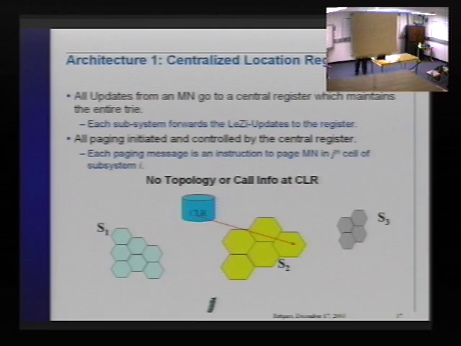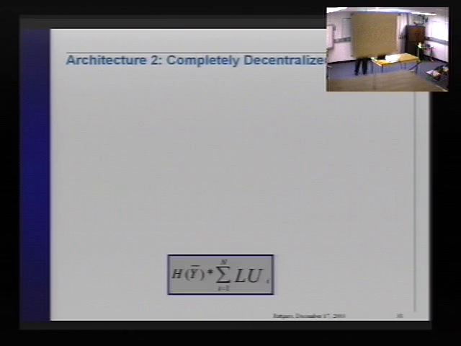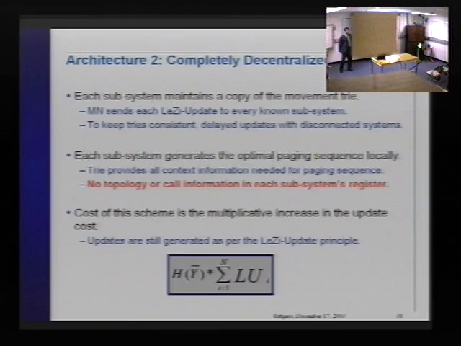I'm going to skip this rather extended animation. It's making the point that I made.